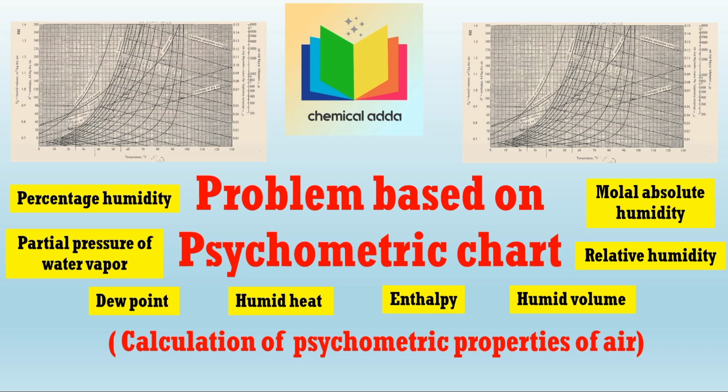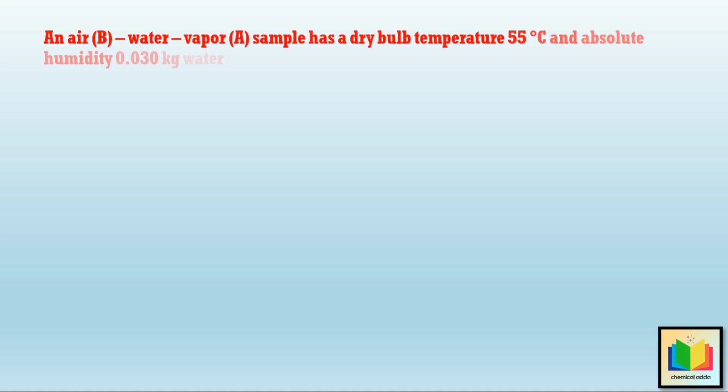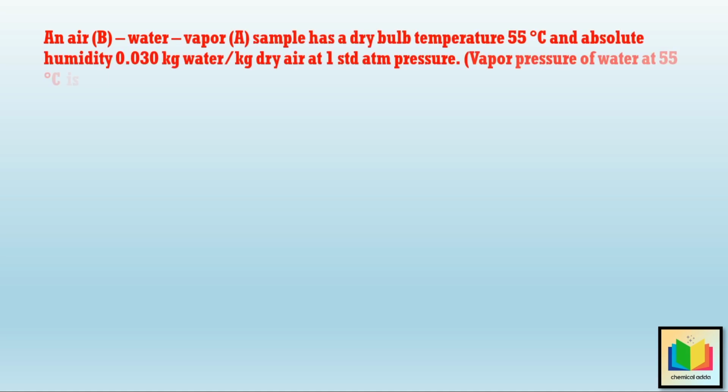So let's see the first example. An air and water vapor sample has a dry bulb temperature of 55 degrees Celsius, and absolute humidity of 0.030 kilograms water per kilogram dry air, at 1 standard atmospheric pressure. Vapor pressure of water at 55 degrees Celsius is 118 mm Hg.